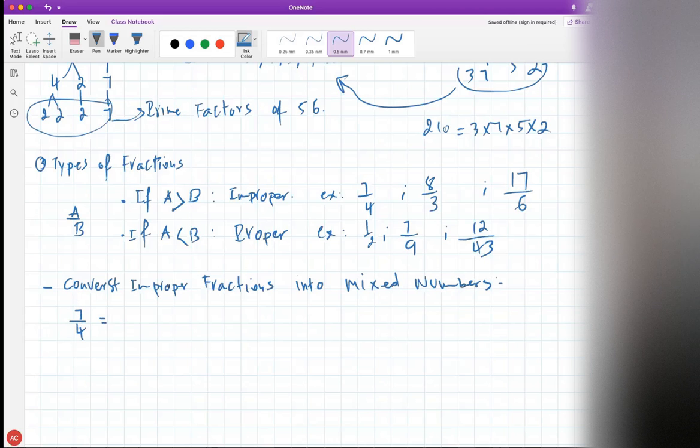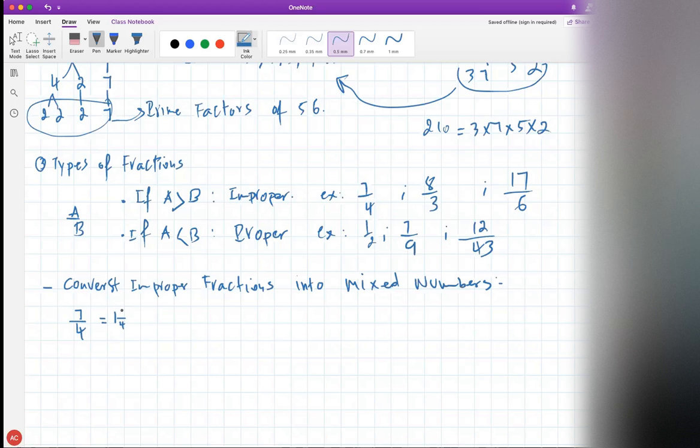So again, it's improper because the top is bigger than the bottom. Now, what we say is, how many times does 4 go into 7? One time. So you write 1. So 7 divided by 4, or 4 into 7, that's 1 time. Then you start a fraction right in the middle of the number, not the base of it. You bring over the same denominator. The same denominator remains the same.